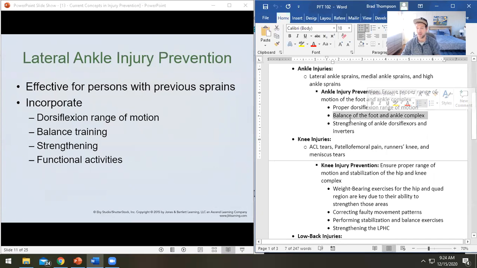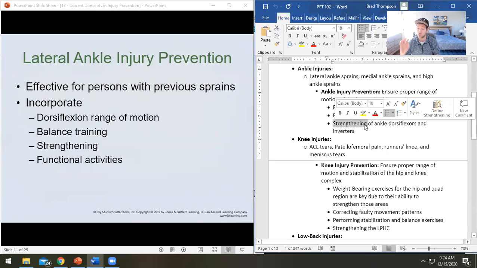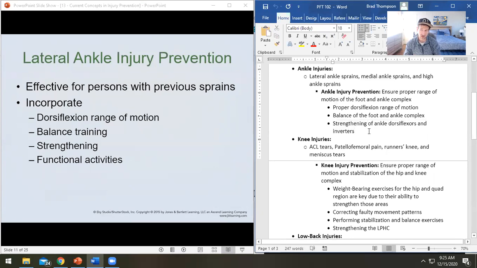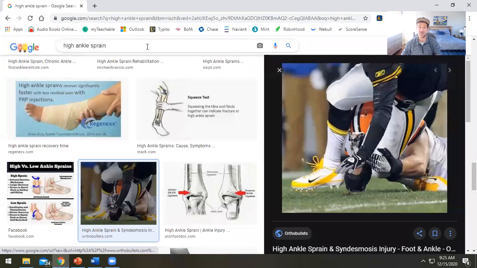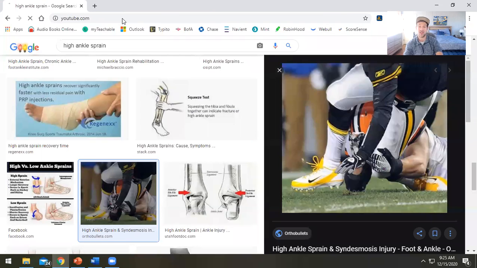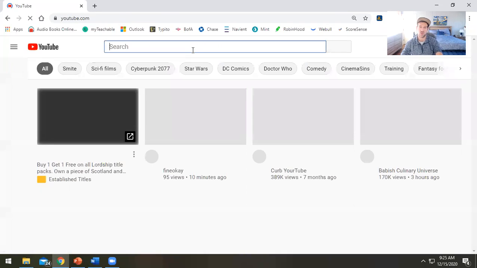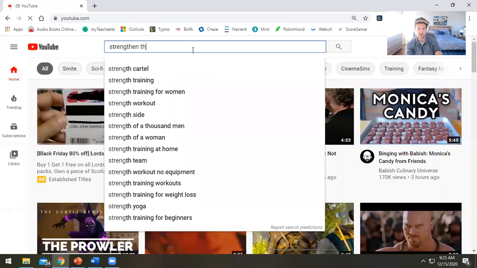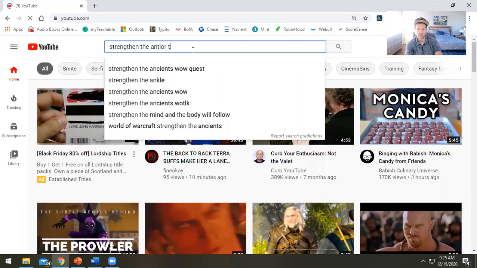So we need to have good balance there, and then strengthening of your dorsiflexors and your inverters, right? Which is going to be your anterior and your posterior tibialis. It seems kind of silly, but it's a really great exercise to work on. Let's strengthen the anterior tibialis.